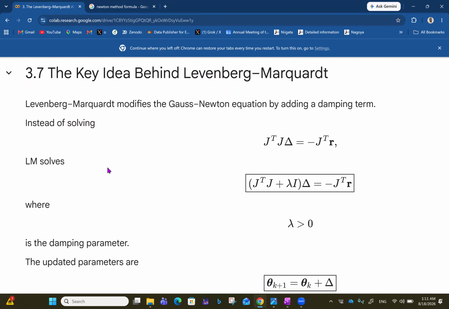The Levenberg-Marquardt algorithm modifies the Gauss-Newton equation by adding a damping term. The damping is what makes the difference. Instead of solving J transpose J delta equals minus J transpose R, Levenberg-Marquardt solves J transpose J plus lambda I. So in addition to J transpose J, we now have plus lambda I, where lambda is a damping parameter, multiplied by delta, the step. That is equal to minus J transpose R, where lambda, the damping parameter, is always positive.